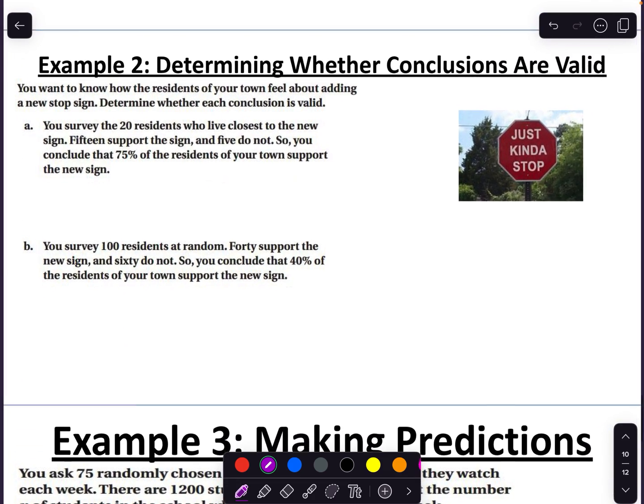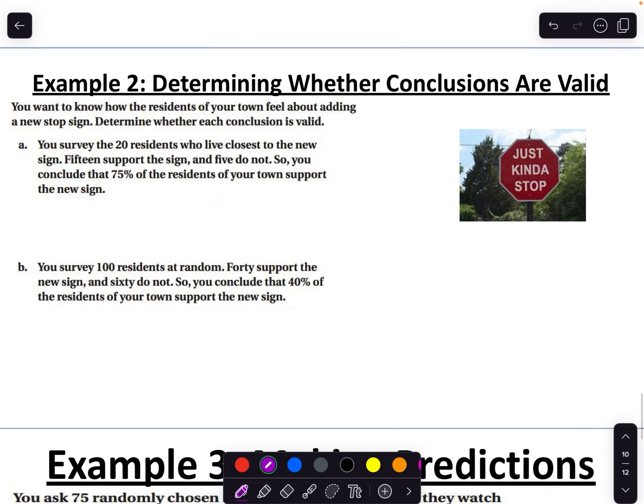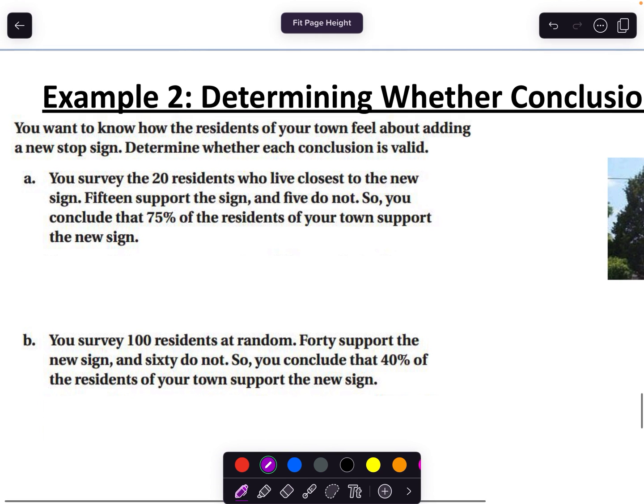Down here, example 2, determining whether conclusions are valid. So here it says you want to know how the residents of your town feel about adding a new stop sign. So residents of your town, right? That's the population you're focused on. So how do the people in the town feel about adding a stop sign? Determine whether each conclusion is valid.